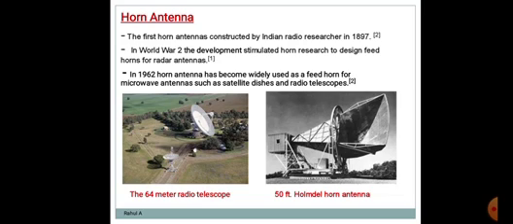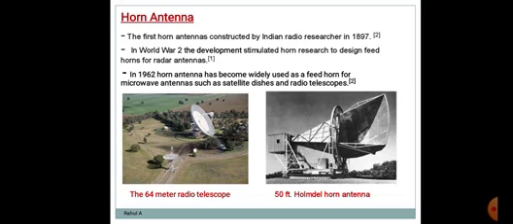Now we can see the constructional design of this horn antenna. According to Wikipedia, the first horn antenna was constructed by an Indian radio researcher in the year 1897. But the modern design of the horn antenna was developed in the era of World War II. In World War II, development stimulated horn research to design feed horns for radar antennas. Basically the horn antenna was designed to support radar.